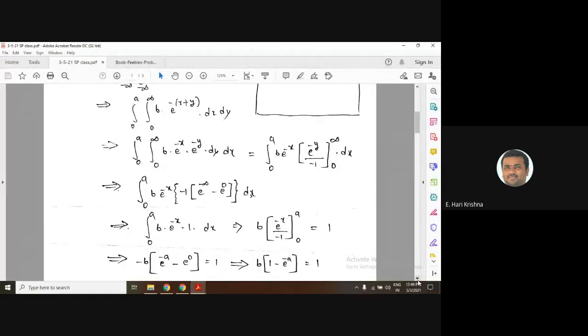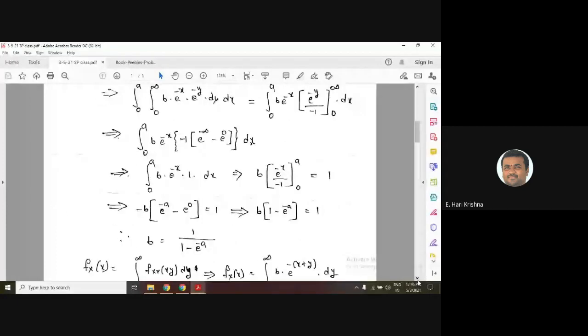So finally you will get b is equal to 1 by (1 minus e power minus a). That is the first one. So the area under the probability density function is unity, so we are trying here to evaluate b in terms of a. That's what has been done here as of now.